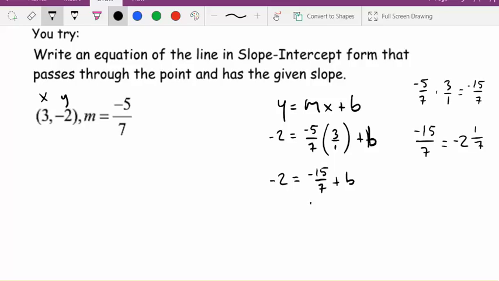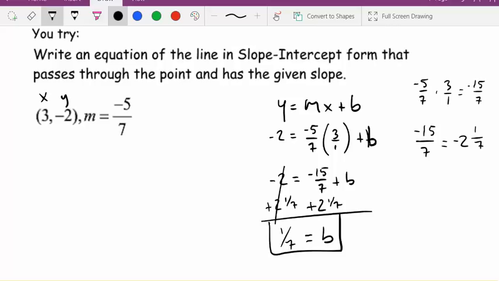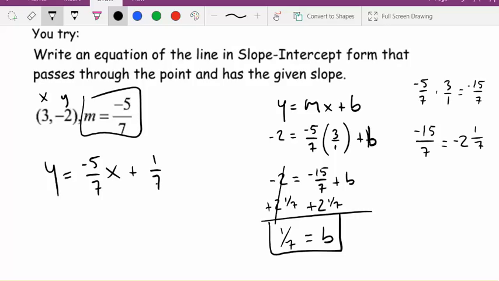So really we're going to add 2 and 1/7 to both sides, and so negative 2 plus 2 and 1/7 leaves us with 1/7. Now that looks a little nicer. So we found b is 1/7. So y equals negative 5/7, taking our original slope, x plus, and our y-intercept we found was 1/7.